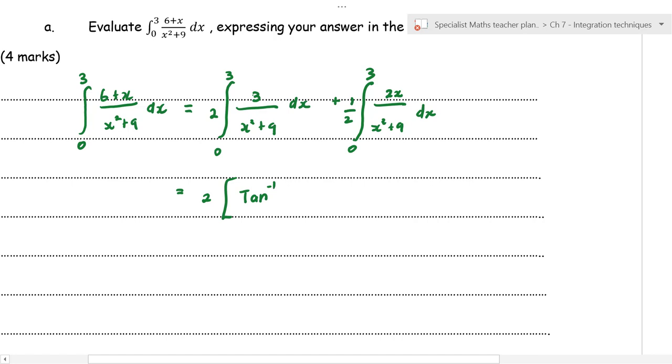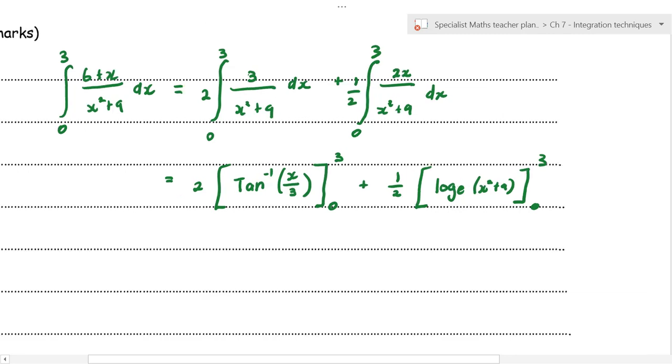arctan, we could write inverse tan, like so, of x over a, which is 3, between 0 and 3, and then we've got plus a half, and then we're going to do this again, and that's going to be log to the base e. Once again we can omit the absolute value sign because x squared plus 9 is always going to be positive, isn't it? So x squared plus 9 is perfectly acceptable, but I would accept the absolute value sign, no problem. And then we're going to go from 0 to 3, like so.